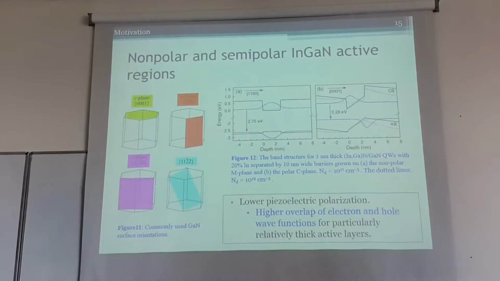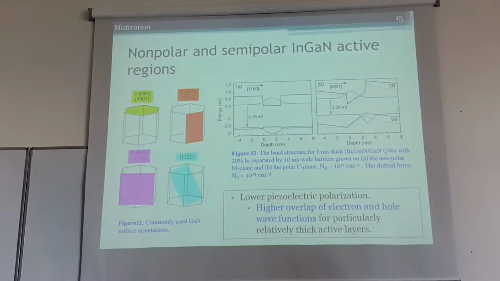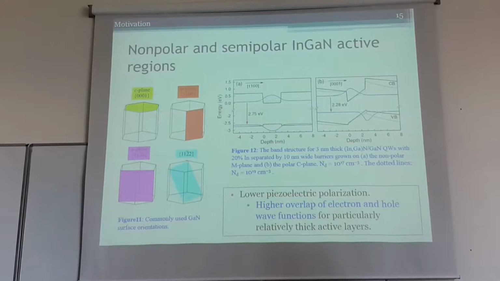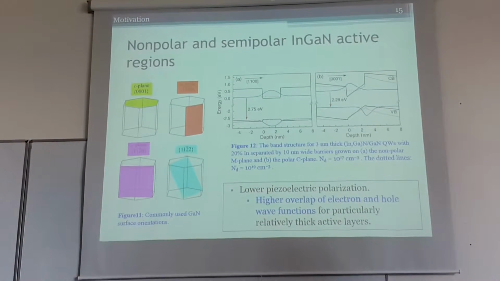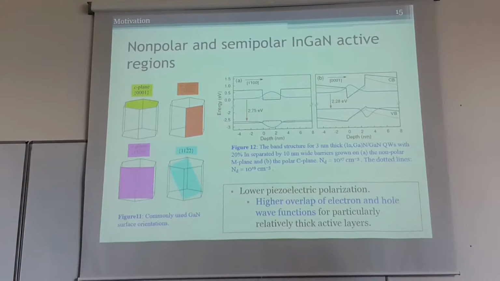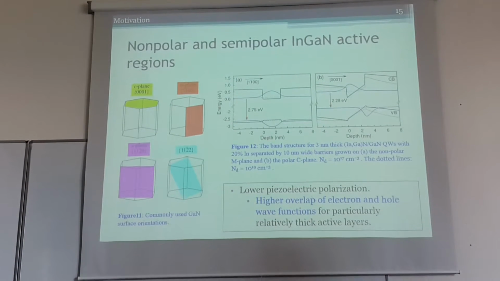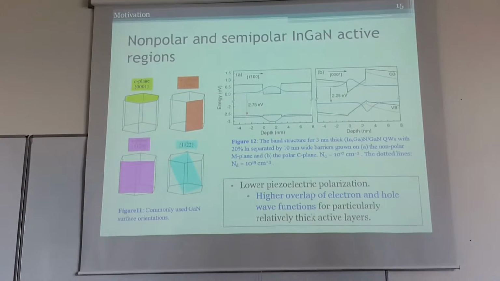This is the polar C-plane direction, this is the M-plane non-polar direction, and this is another, the A-plane non-polar direction in the hexagonal structure. There are also different semi-polar directions. This is one of them, which is shown in light blue. And in the right-hand side image, we see a comparison of the active region of polar and non-polar directions.